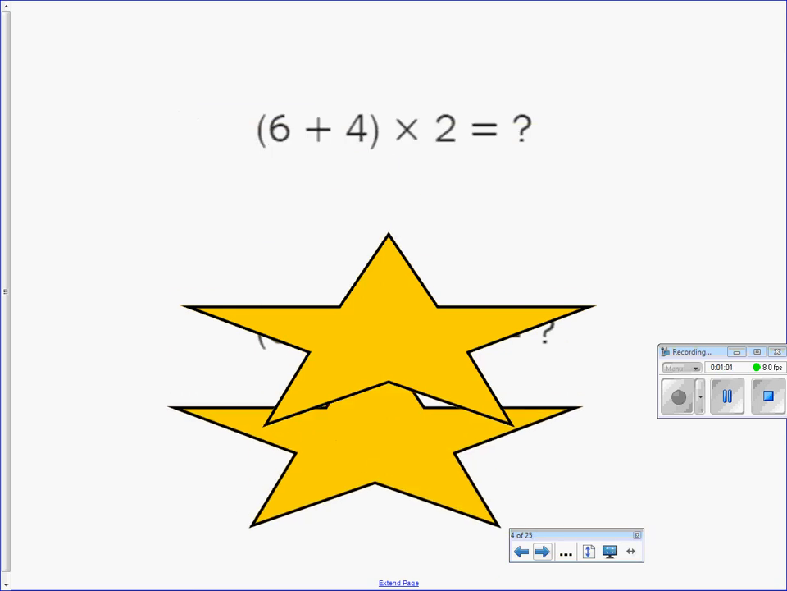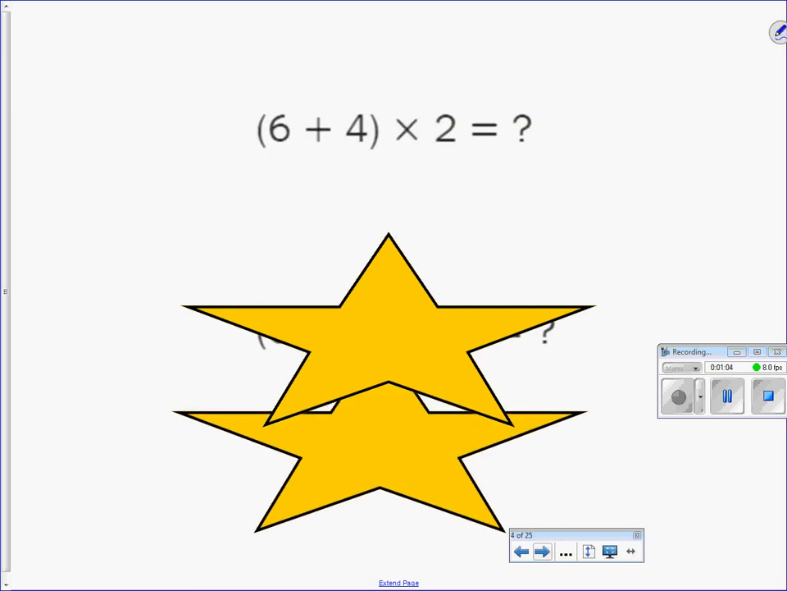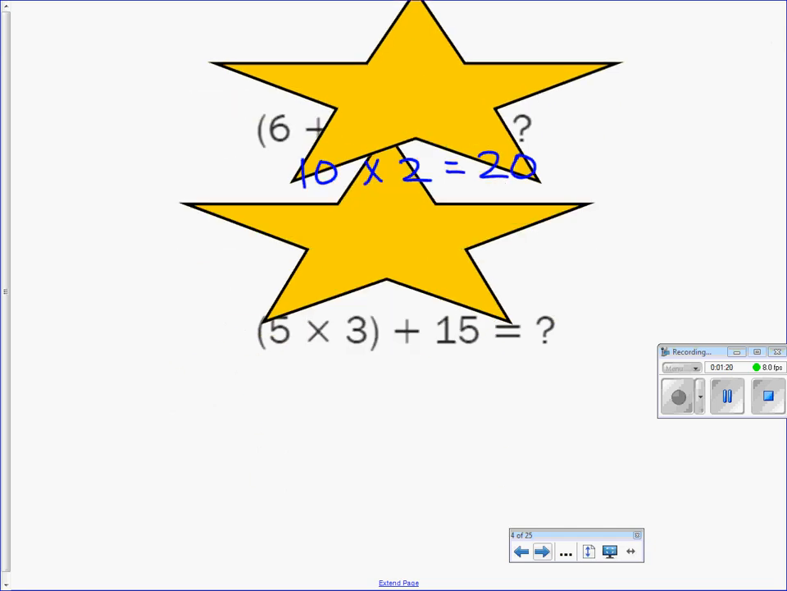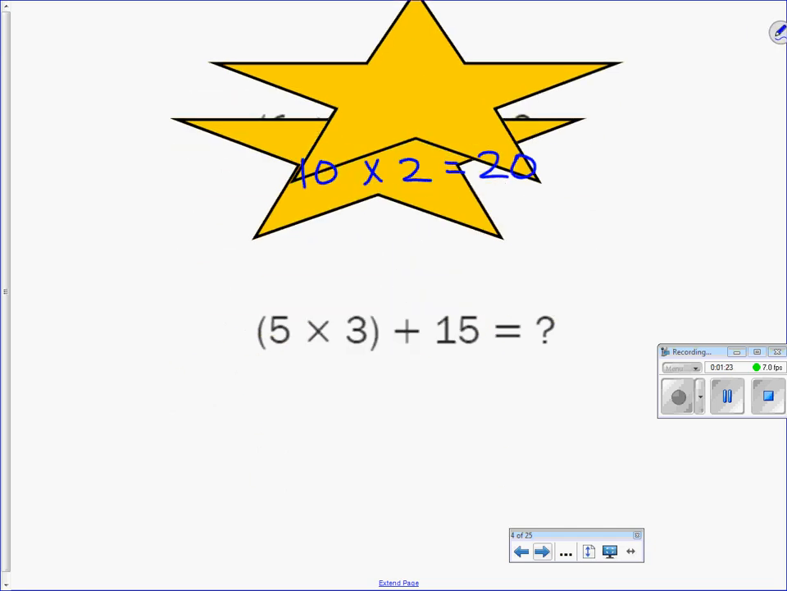On the first one, I have (6 plus 4) times 2. So I'm going to do my parentheses first. 6 plus 4 is 10. 10 times 2, and that would equal 20. My next one is 5 times 3 in parentheses plus 15. So I'm going to do my parentheses first. And 5 times 3 is 15, plus 15, and that would give me 30.